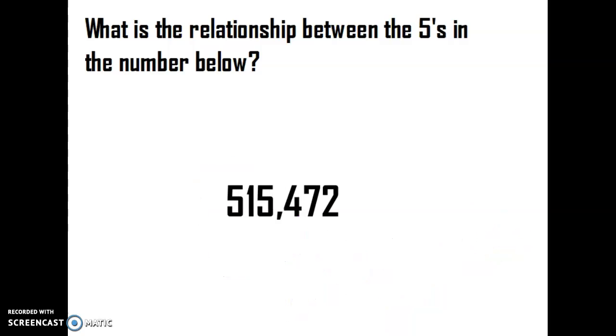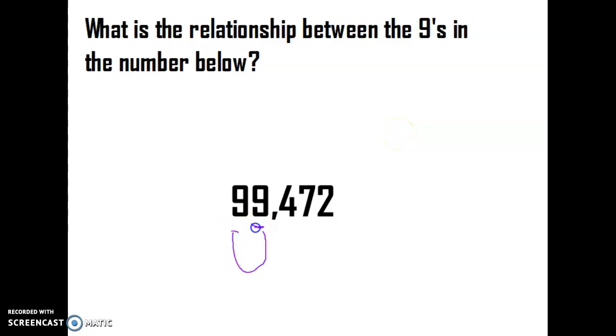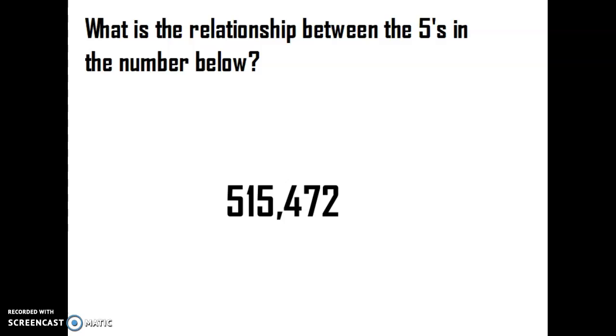All right. Now, what's the relationship between the nines? So how many loops does it take to get from the 9 in the thousands into the 9 in the 10,000s? Good. 10 times. So my answer would just be 10 times greater. All right, do this last one by yourself. What is the relationship between the 5's and the number below?